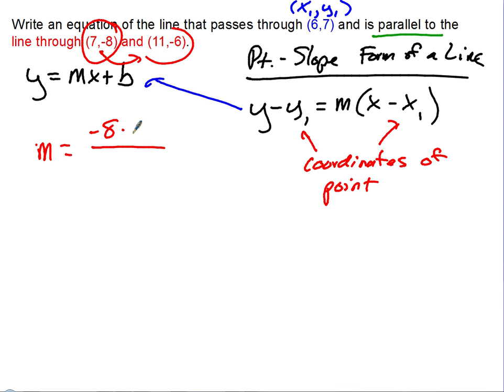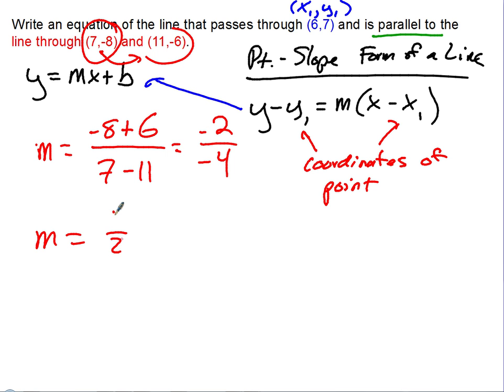So -8 minus -6 turns into a plus, right? Over 7 minus 11. Everybody agree? Rise over run, change in y over change in x. Now what's that give us? What's -8 plus 6? -2, good. Okay. What's 7 minus 11? -4. Again, you got to make sure you get those signs right, because they make a big difference, don't they? So then, if we simplify that, good. Negative divided by negative gives us a sign of positive, and then 2/4 reduces to 1/2. So our slope is 1/2, good.